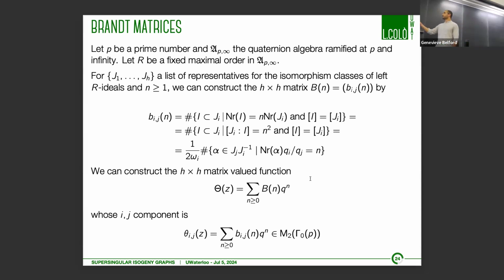Or if you want to rephrase the whole thing in terms of quadratic forms, you can count the representation numbers of n by this quadratic form here. Here, Q_i and Q_j are the norms of the order associated to the ideals J_i and J_j. Once you have a quadratic form, you can construct the theta function associated to it, and it turns out that this theta function is in fact a modular form for the subgroup Gamma_0(p). This means that this function behaves well with respect to the action of Gamma_0(p).